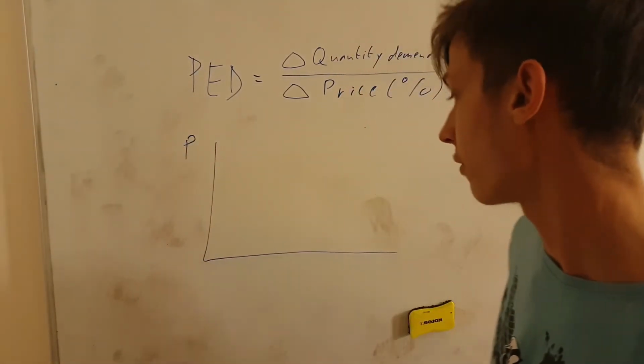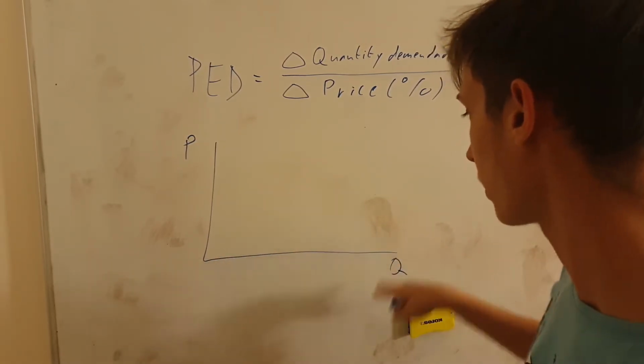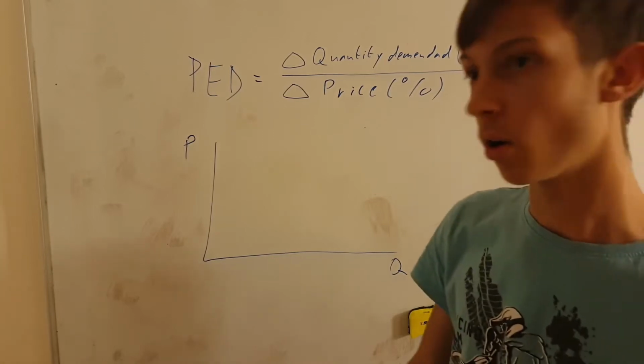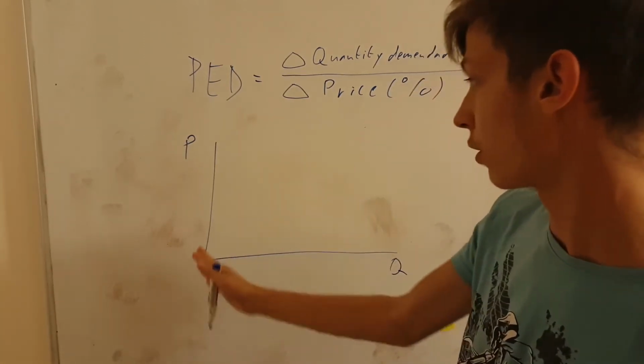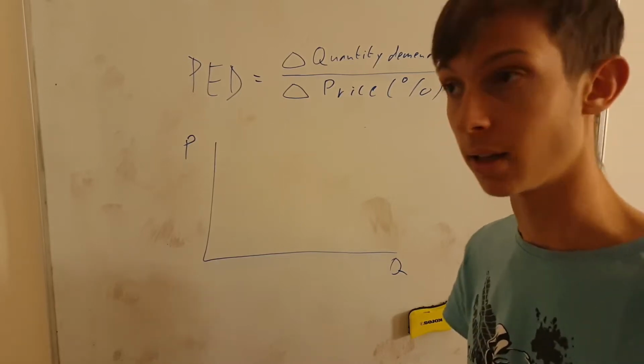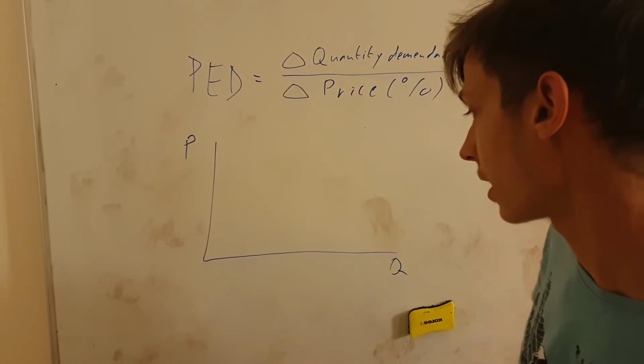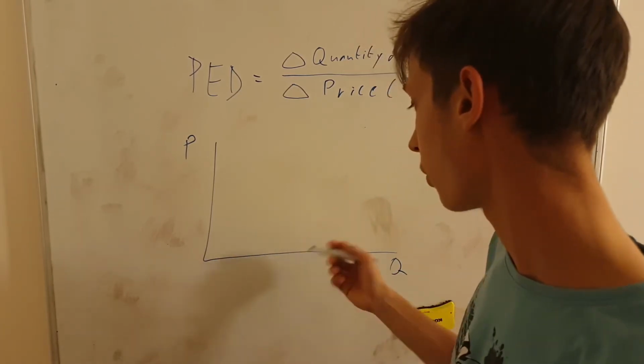Here on this axis we will have price, and here we have quantity on the horizontal one. So on the horizontal one we have the quantity demanded of the product, and on the vertical one we have the price and then quantity demanded. Now we don't have to draw the demand and supply curves. It's not required right here.